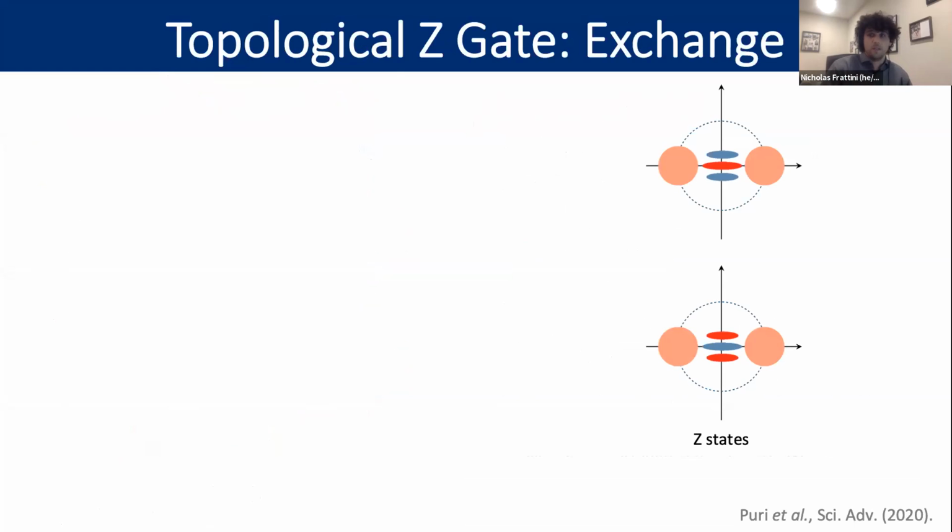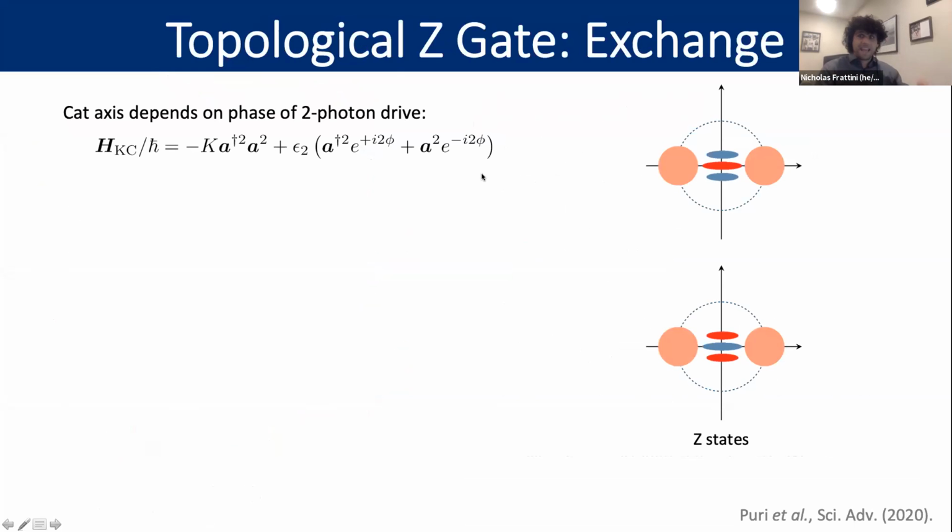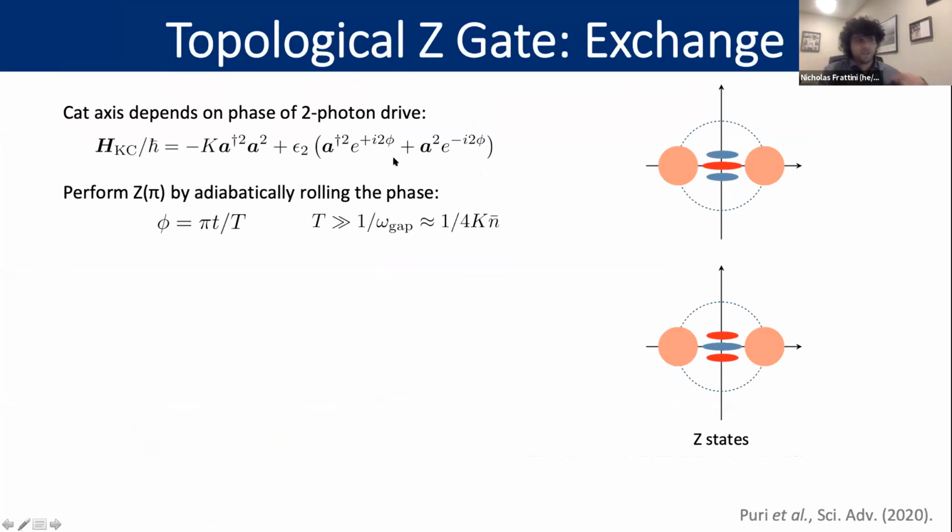So now a single qubit discrete gate. And the property that we're going to use is that the cat axis, whether it's horizontal or vertical or what have you, depends on the phase of the 2-photon drive tone that we're applying. So the cat axis is locked to that phase. And so if we adiabatically now roll that phase, we will go through different but completely equivalent cat codes, if you like. We do a code deformation.